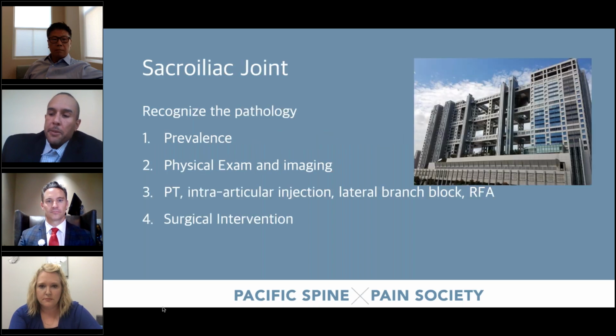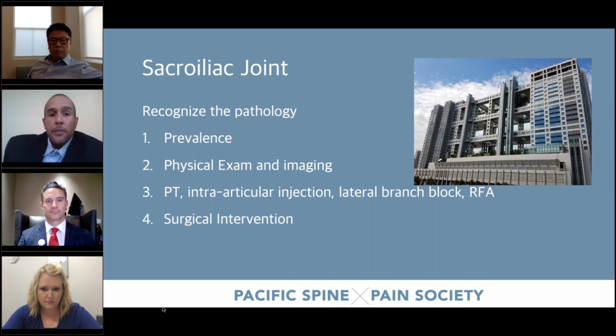I'd like to start off, if you go ahead and next slide, talk about the sacroiliac joint as a whole. We're going to talk a little bit about the pathology, a little bit about its prevalence, ways to really fine tune how do you figure out if the sacroiliac joint is a culprit, and that involves physical exam and a little discussion on imaging.